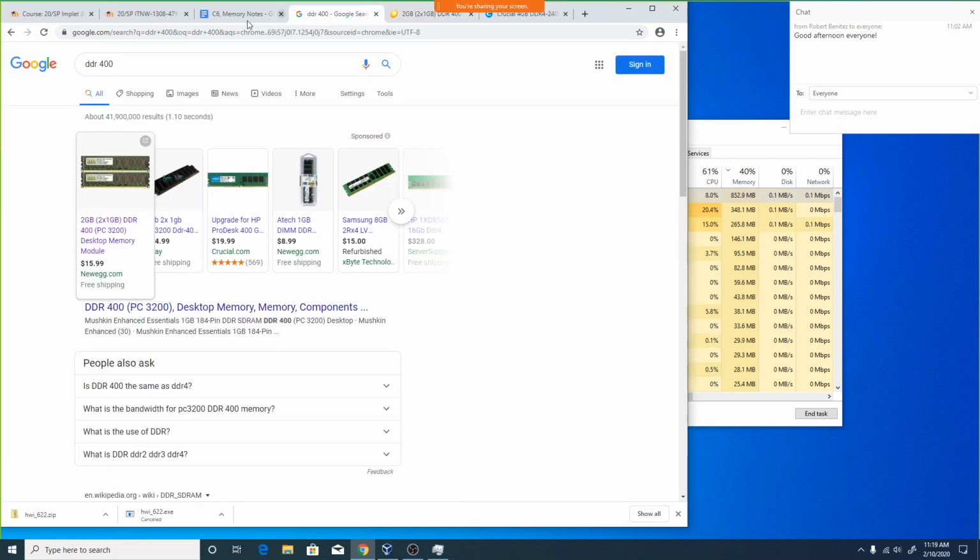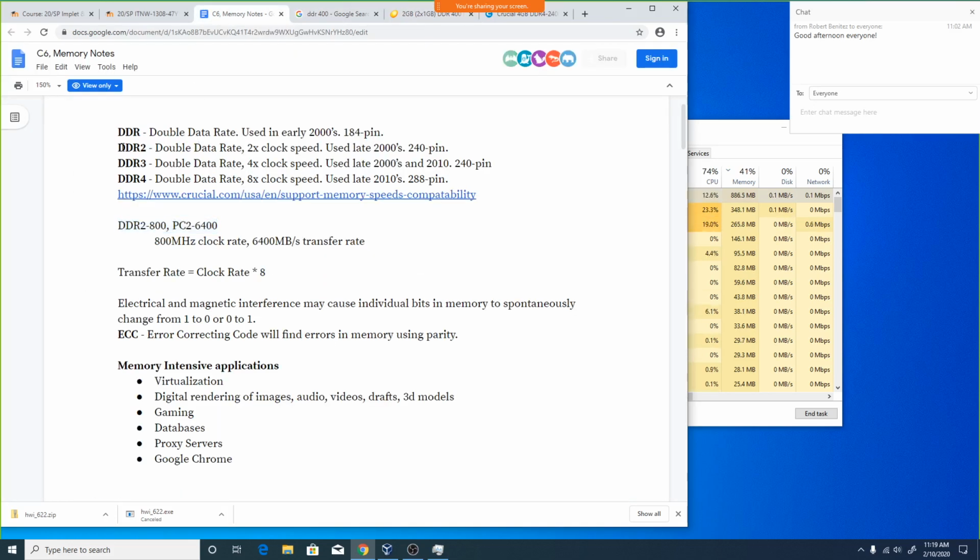So as we move up, DDR2 doubled the rates of its predecessor. This is a good example, DDR2 800. Multiply 800 by 8, and you get 6400. So this will be 6.4 gigabytes per second, or 6400 megabytes per second. Either or. So clock rate times 8, right? Those of you math whizzes. Clock rate times 8 equals transfer rate.